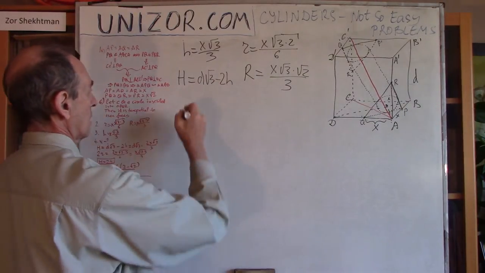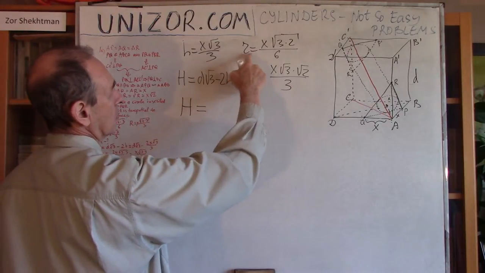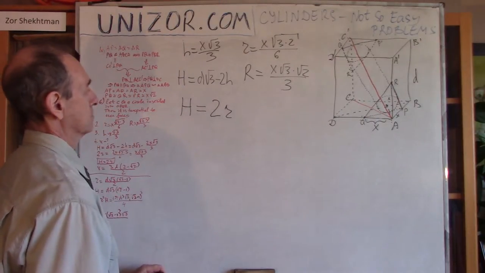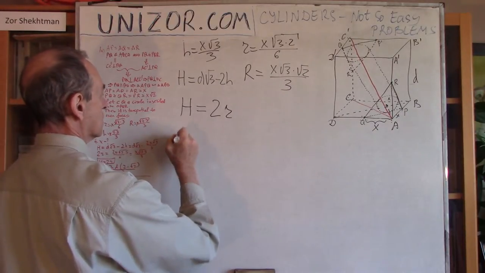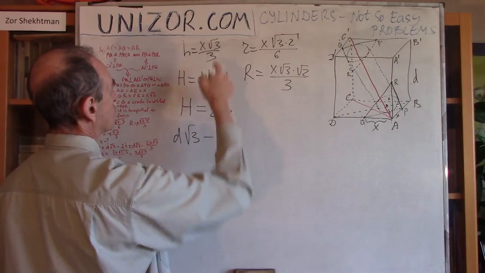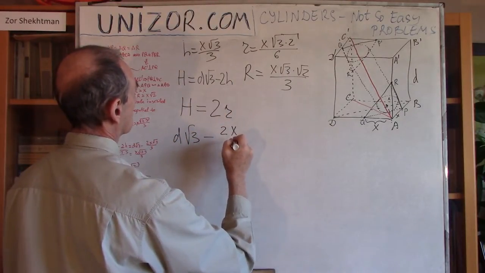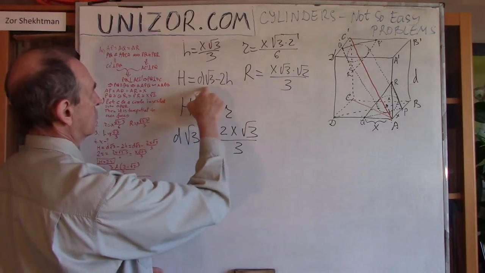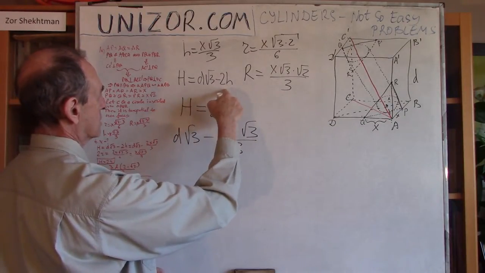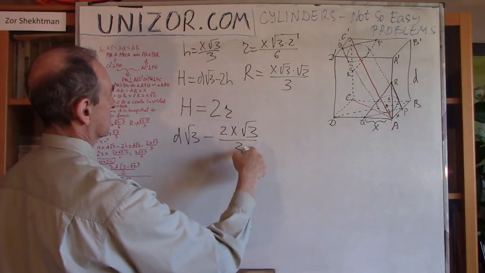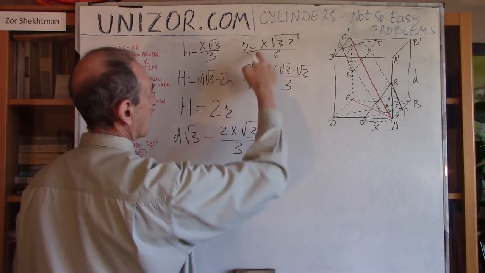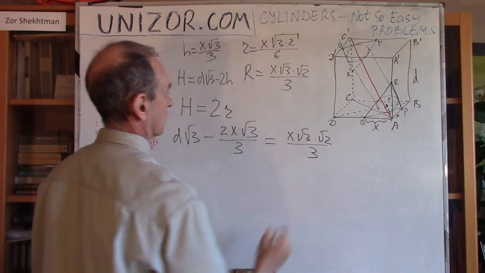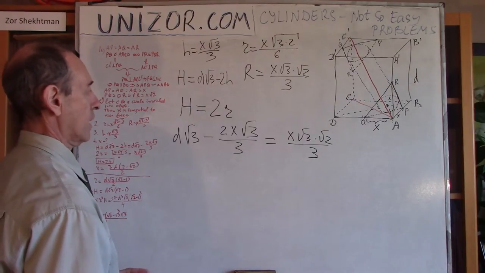Now, what should I say? That H is equal to 2R. That's my equation, right? From which I can determine X. So let's put it here. H is G square root of 3 minus 2H, which is 2X square root of 3 divided by 3, right? And 2R is X square root of 3 square root of 2 divided by 3, right? That's the equation for X.